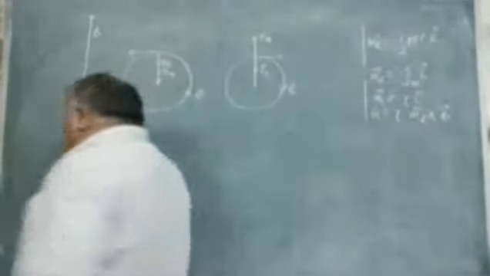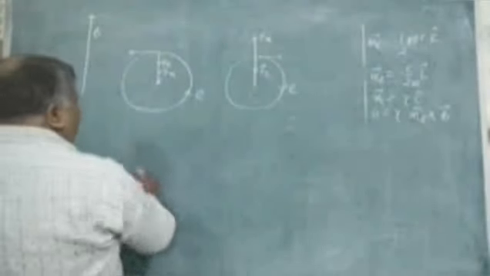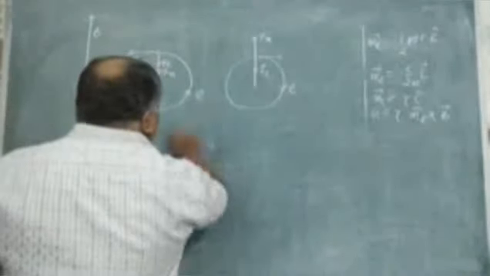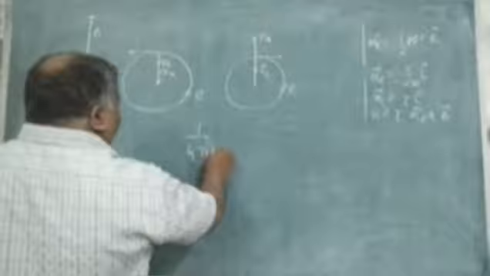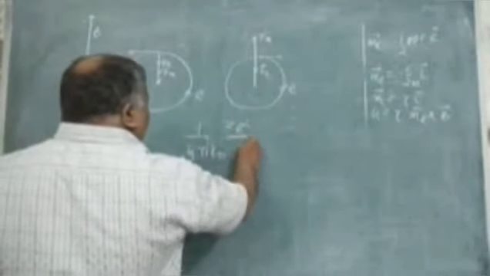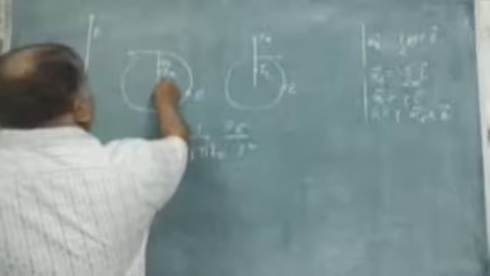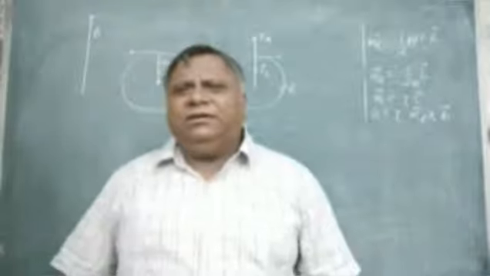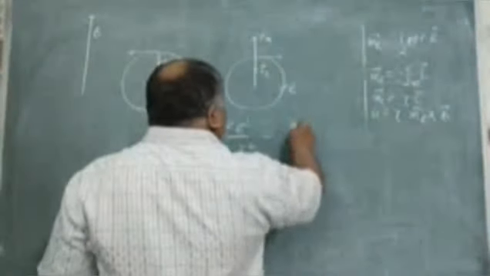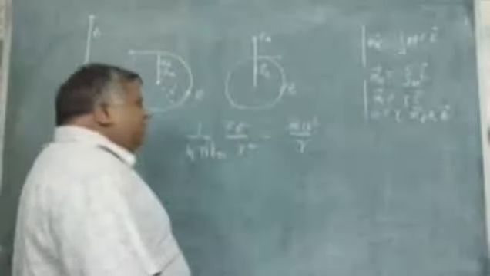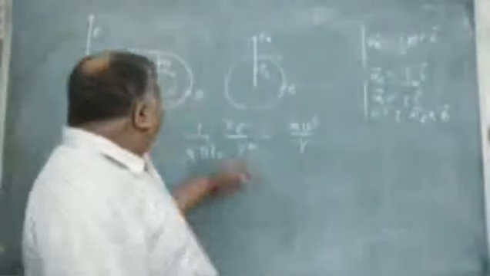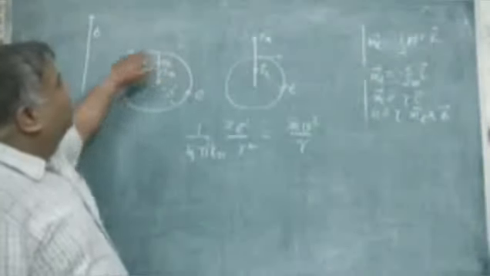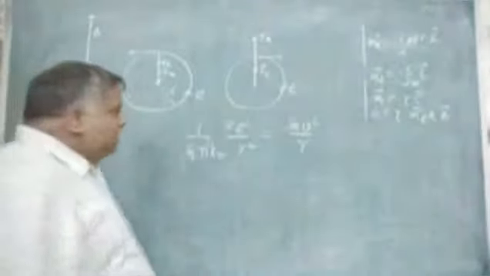So, this equation of motion can be written like this, where r is the radius of the orbit, and this is exactly balanced by this centripetal force. Consider the electron is moving in anti-clockwise direction, magnetic field is perpendicular to this.